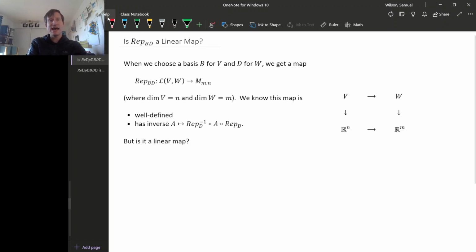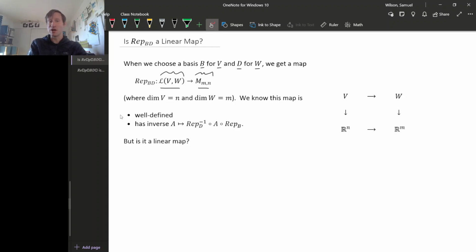At this point, we have this map rep BD that, when you fix a vector space V with basis B and a vector space W with basis D, we get this map from the collection of all linear maps from V to W to the collection of matrices of size m by n. We've seen that each of these individually is a vector space, and so the natural question to ask is: is rep BD a linear map?